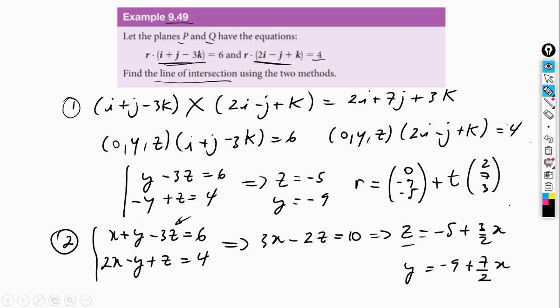So notice that in these two solutions, x is a parameter. But for the sake of convenience, let's just say that x is equal to 2 lambda. Why is that? Because if we substitute x by 2 lambda, we're going to get rid of these denominators. And we will have a set of parametric equations that represent the line of intersection. So notice that y is going to equal 7 lambda minus 9, and z is going to equal 3 lambda minus 5.